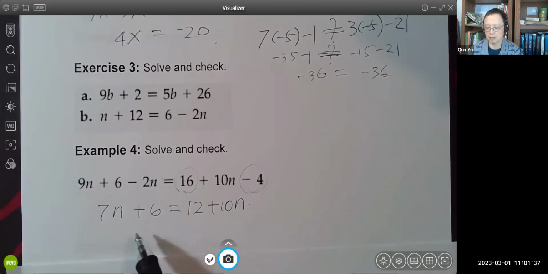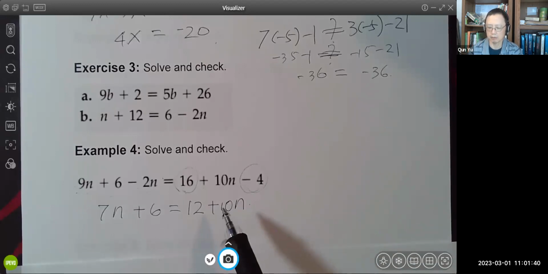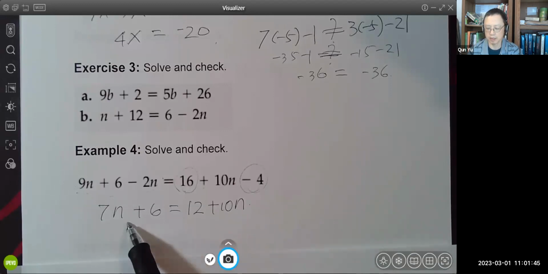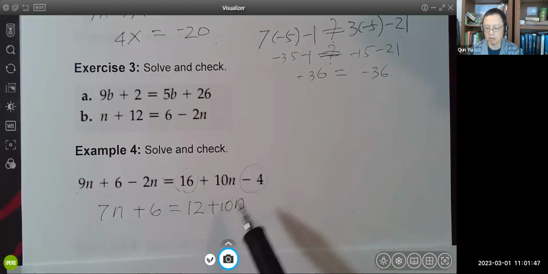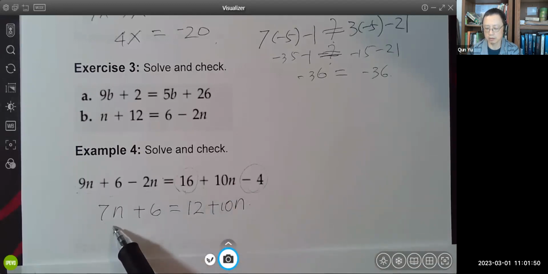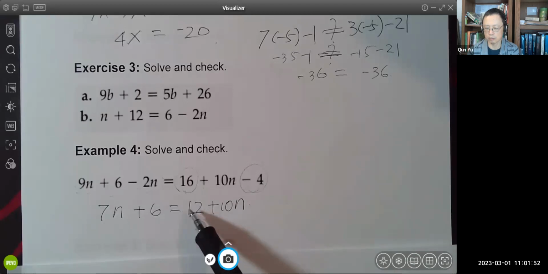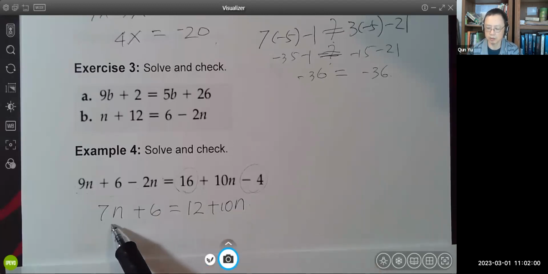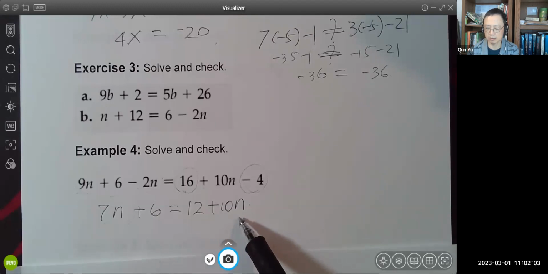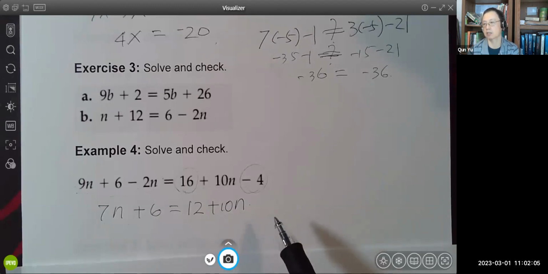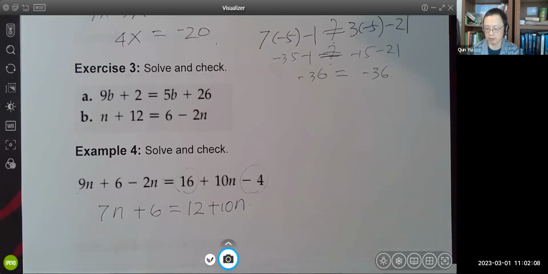Now, I need to bring variable terms together. I have two choices right now. I can move 10n to the left-hand side and 6 to the right-hand side, or I can move 7n to the right-hand side and 12 to the left-hand side. Either way is okay. The result will be the same. But if you don't want to work with negative numbers, you move 7n to the right-hand side. So the 10n minus 7n, you get 3n, a positive number to work with. Otherwise, there's no fundamental difference. The answer will be the same, either way you do it.